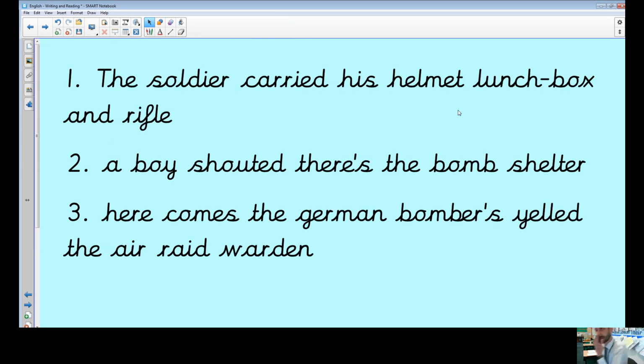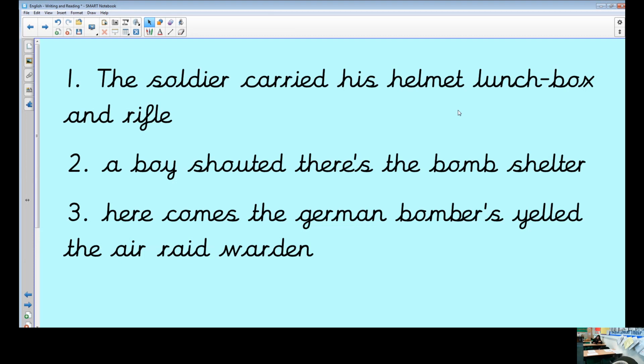Okay, so your starters: 3 sentences, please. I've done the first little correction for you to get you started. The first sentence says, the soldier carried his helmet, lunchbox and rifle. Using what you know about the Year 3 grammar non-negotiables, can you tick and fix this sentence for me? There are a couple of little bits that need to be added and changed. Second sentence: a boy shouted, there's the bomb shelter. What needs to be included? Think about what the boy is actually saying, so what bit of punctuation is missing there?